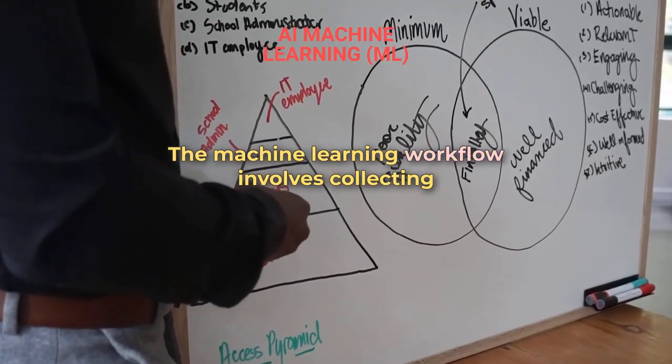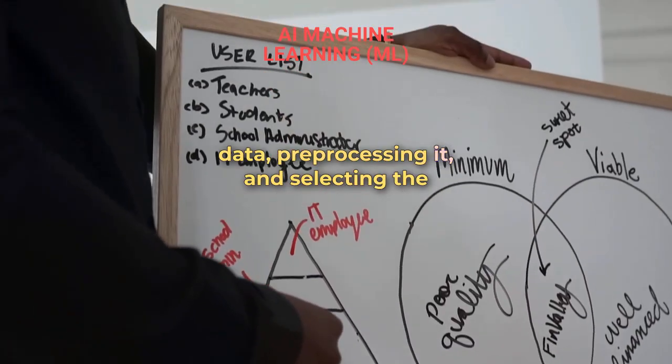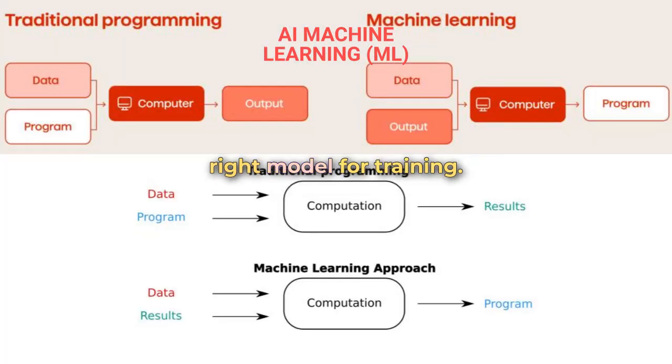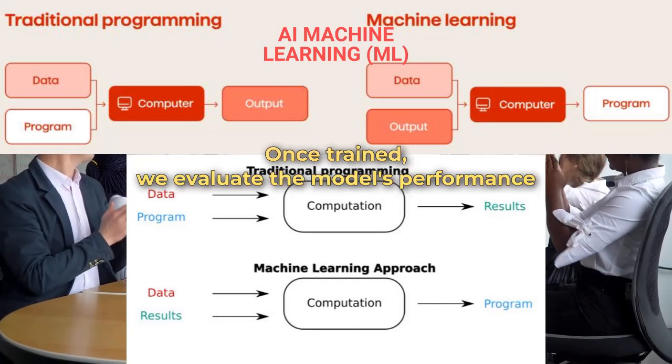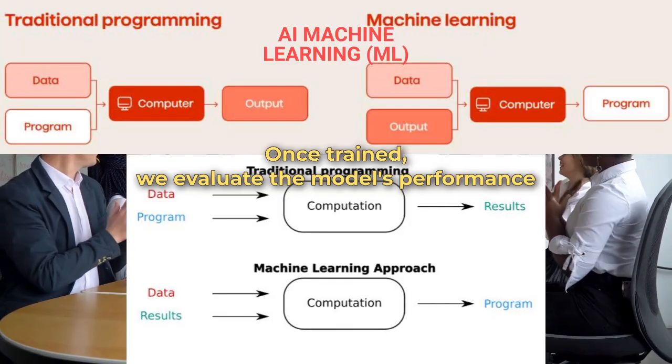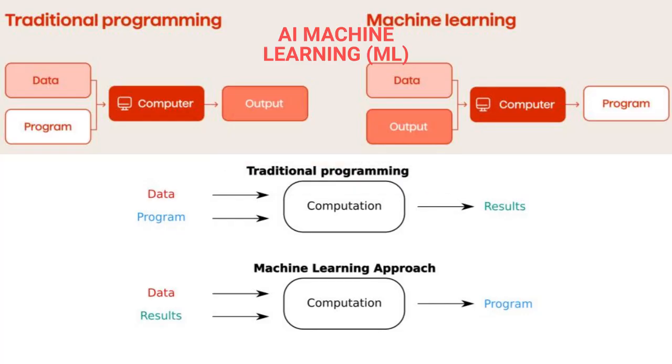The machine learning workflow involves collecting data, preprocessing it, and selecting the right model for training. Once trained, we evaluate the model's performance and deploy it for real-world applications.